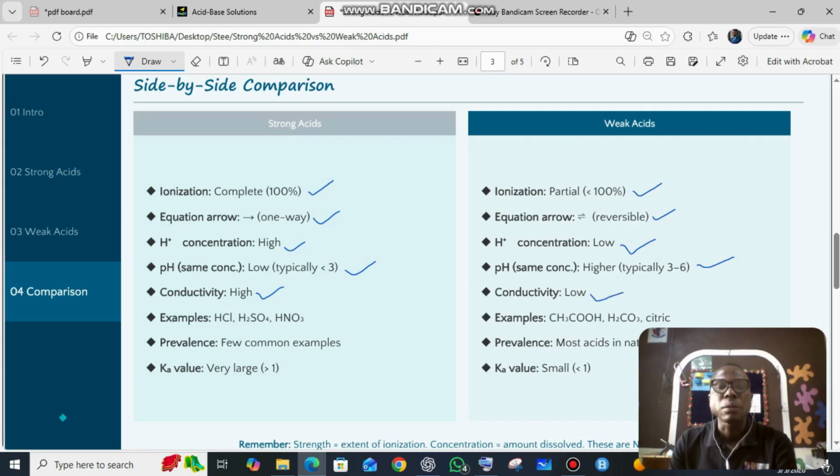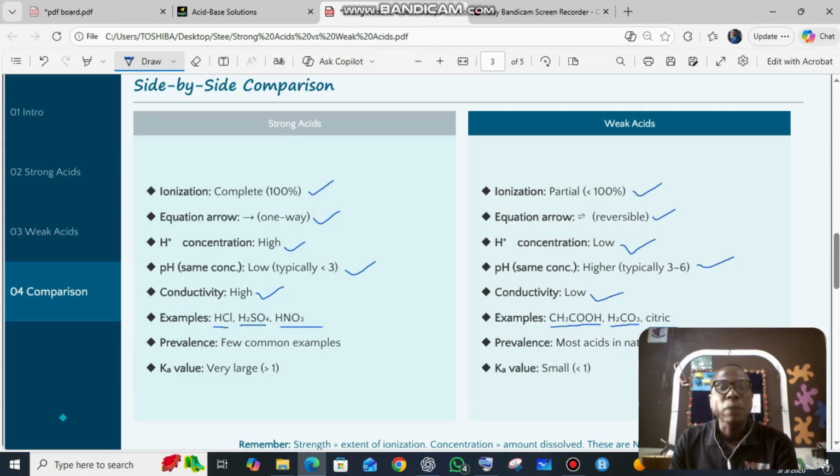Then these are common examples of strong acids. We have hydrochloric acid. We also have sulfuric acid. We have nitric acid. These three are the common examples of strong acids that we have. Then for weak acids, we have ethanoic acid, carbonic acid, and citric acid. These also are common examples of weak acids.